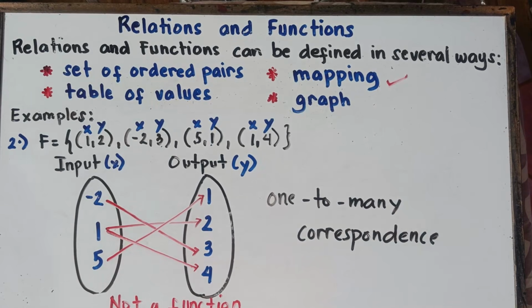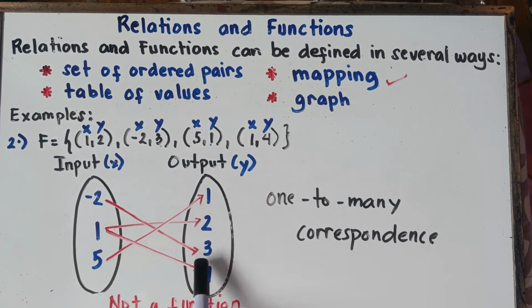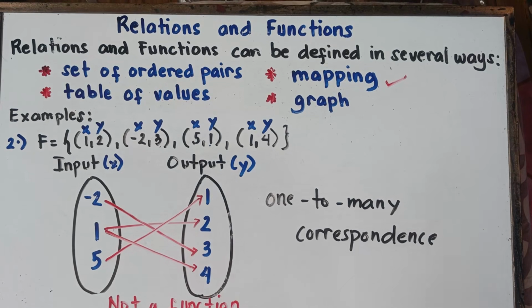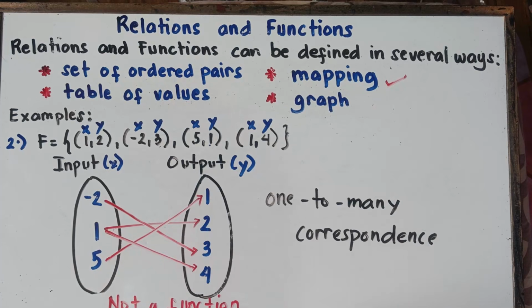Alright, so once again, class, we call this one-to-many correspondence because this input 1 corresponds to 2 different outputs. That will be 2 and then 4. And this will not be a function. If you have one-to-many correspondence, class, automatically it will not be a function. I hope it's clear for you with this one, class, with regards to example number 2. Once again, one input corresponds to two different outputs, and this will be called one-to-many correspondence, and this will not be a function.